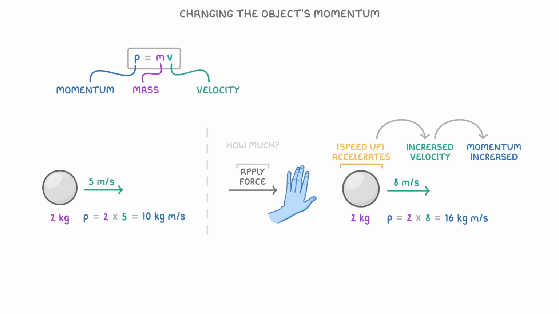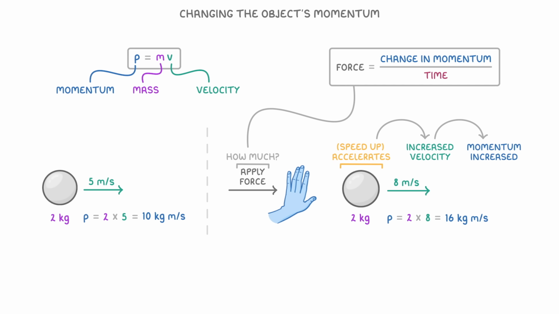To work out exactly how much force is required to cause this change in momentum, we need to use this equation, which says that the force is equal to the change in momentum divided by the time over which the change took place.